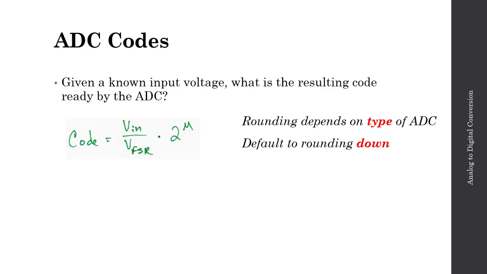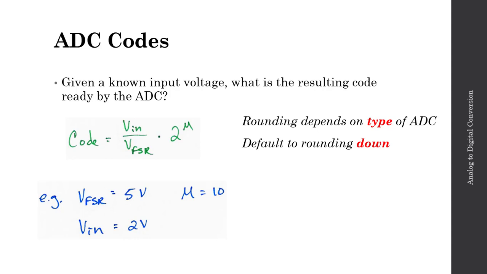So let's go through a quick example. On my Arduino, I have a full-scale range of 5 volts. I have a 10-bit, m equals 10, ADC. And let's say my input voltage is 2 volts, and I'm pulling this off some sensor that I'm interested in exploring.